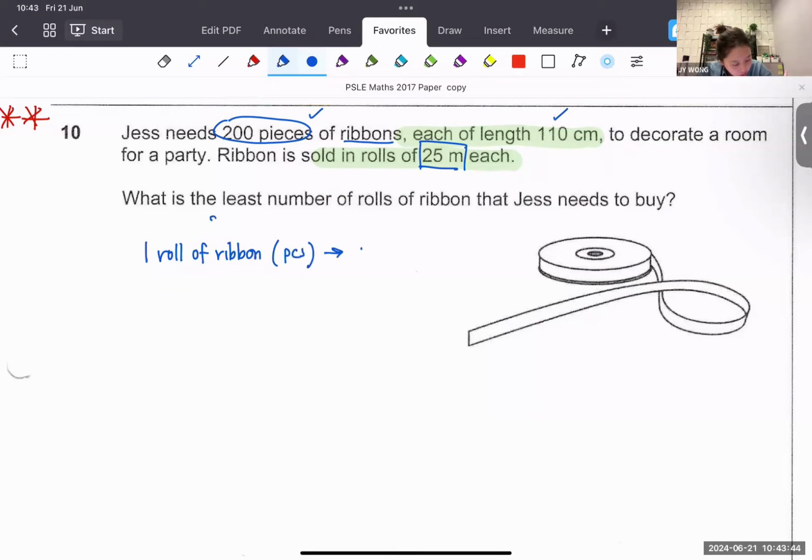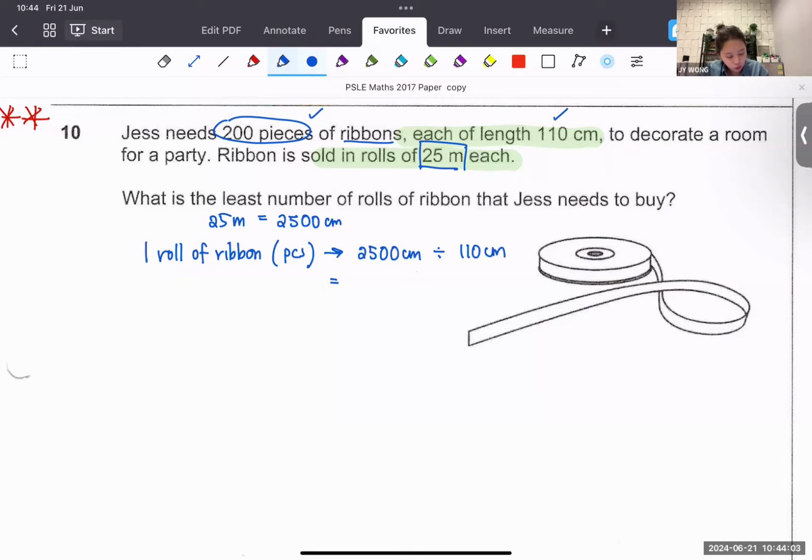So 1 row is 25 meters. Let's convert it again to 2,500 cm. So 2,500 cm, I need to divide by 110 cm. You don't have to write the units. I'm writing to show you so that you know what I'm actually doing. So 2,500 cm is the whole ribbon.